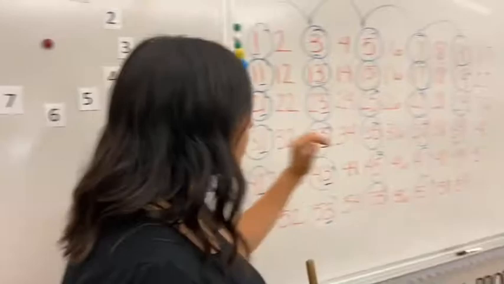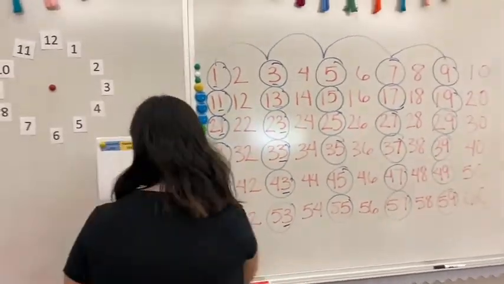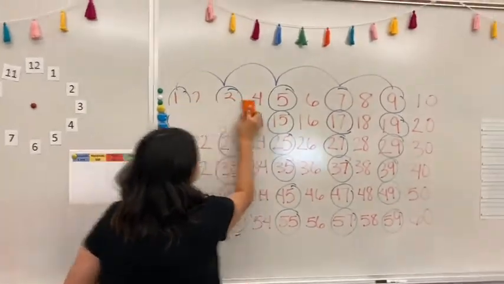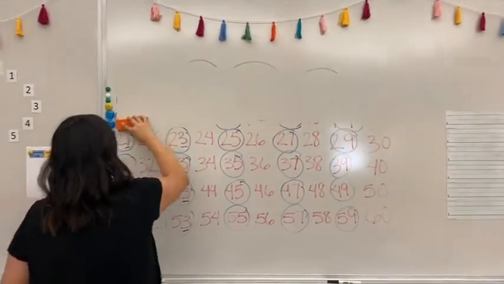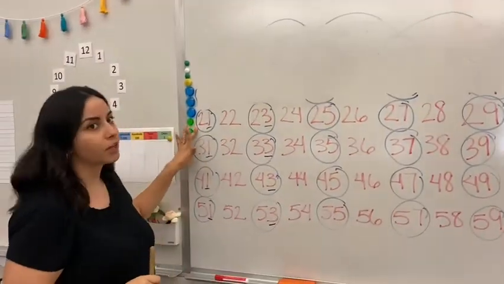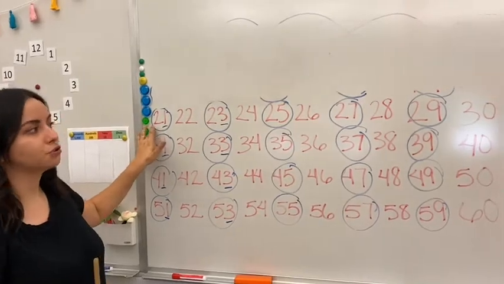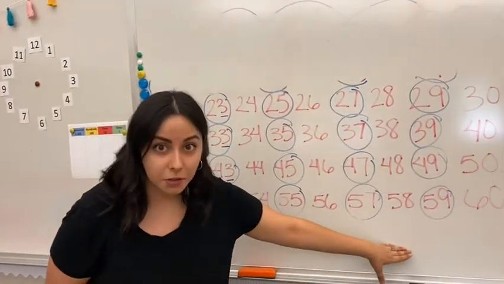All right, so now we finished counting to 51. On your whiteboard, go ahead and write your numbers just like we did over here on the board. Since we already did 1 through 20 last week, go ahead and write your numbers 21 to 40, or you can do 21 all the way to 60 if you really want to challenge yourself.